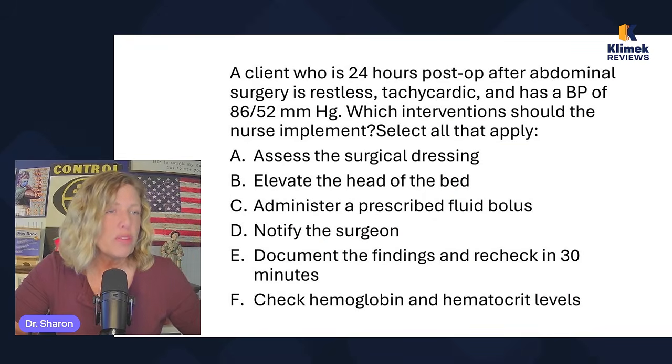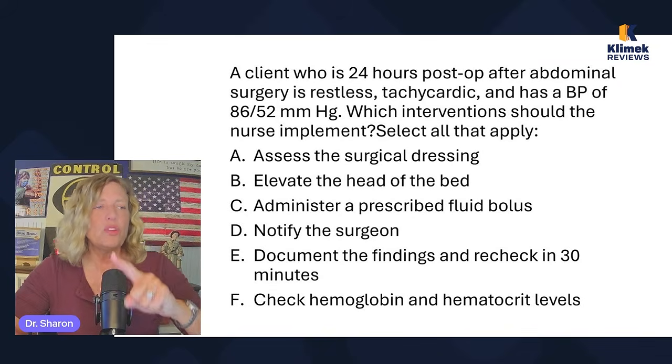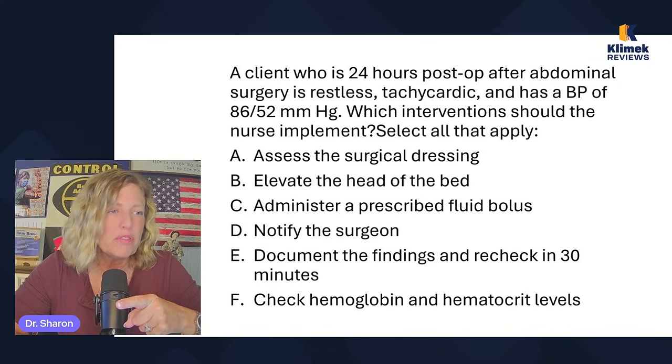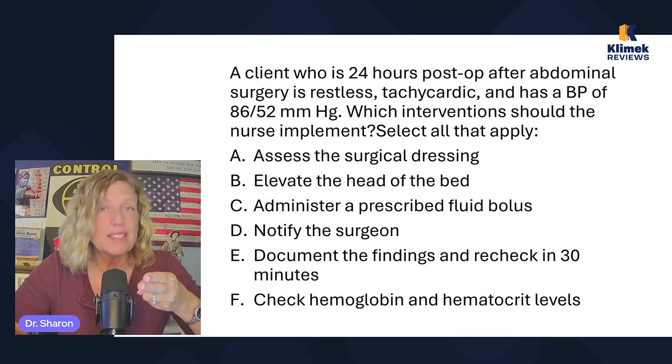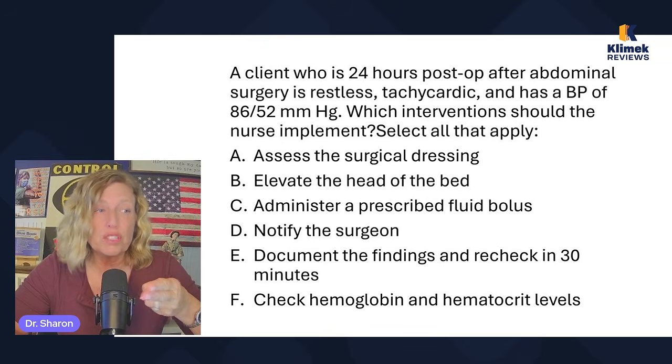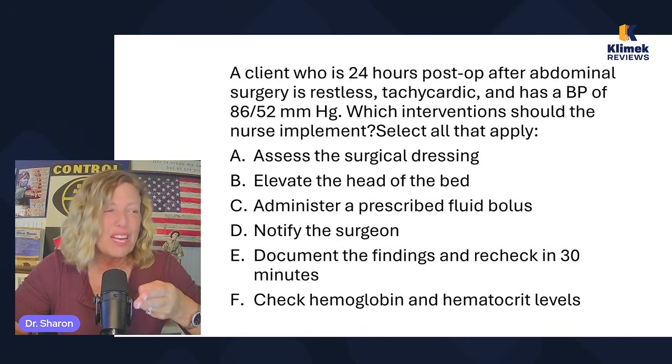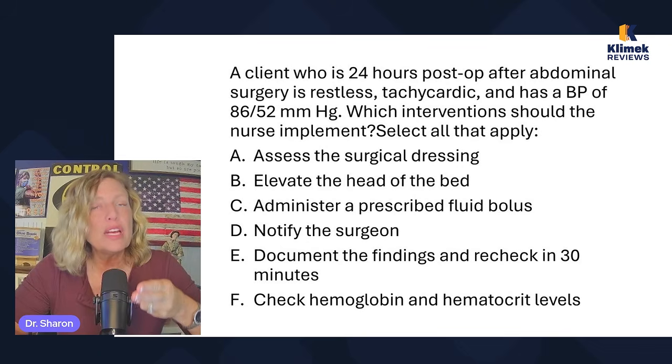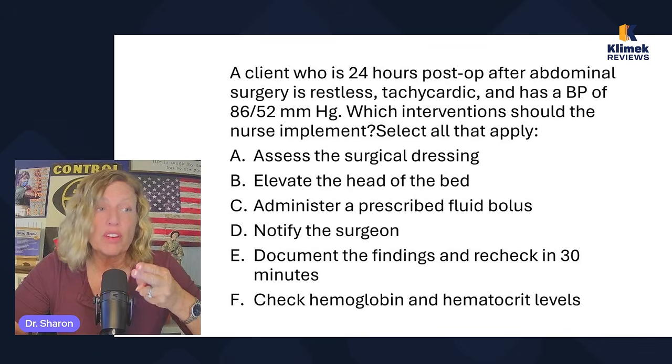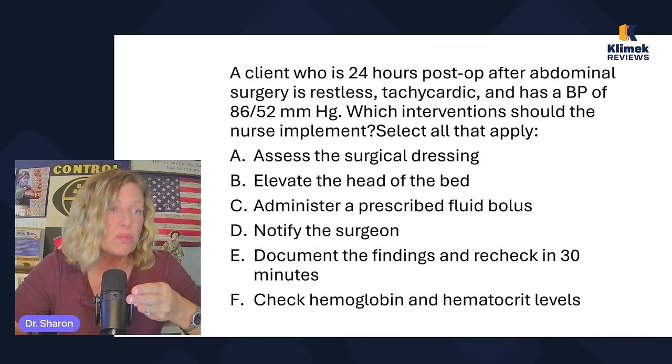A client who is 24 hours post-op after abdominal surgery is restless, tachycardic, and has a BP of 86/52, which is quite low. Which intervention should the nurse implement? So the question is, you have a patient who's hypotensive, tachycardic, which means this is a significant low blood pressure. Some people actually can live with a blood pressure that low. This person is tachycardic and restless. So they have impaired tissue perfusion as a result.